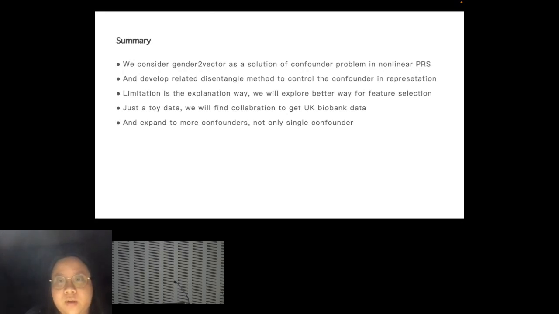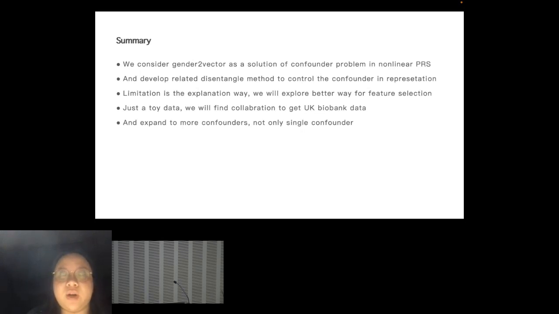We will explore a better way for feature selection, because just using SHAP is a method that can't explain the neural network, which is a black box. And another limitation is that this study is just a student project, so I just use toy data. But next I will find collaboration to get UK Biobank data to do more verification. And next step, maybe we can consider expanding to more confounders, because in this study we just consider sex or gender, this single confounder.